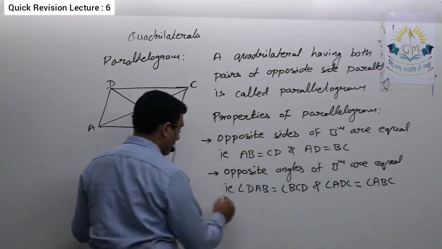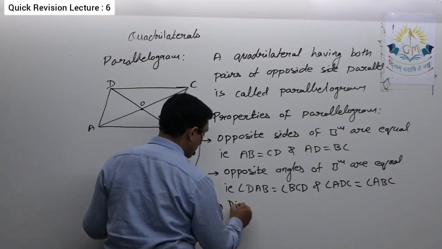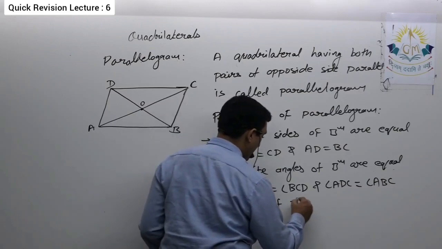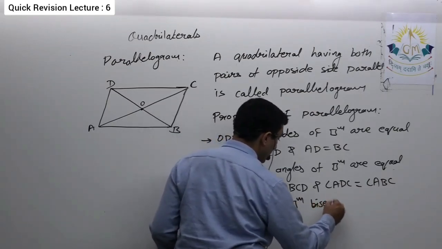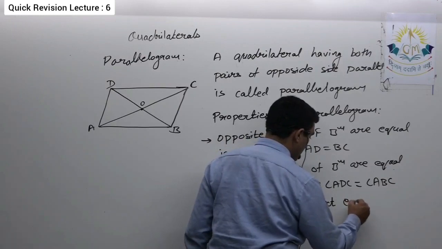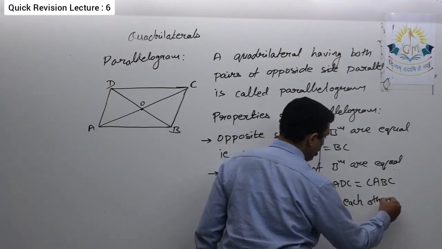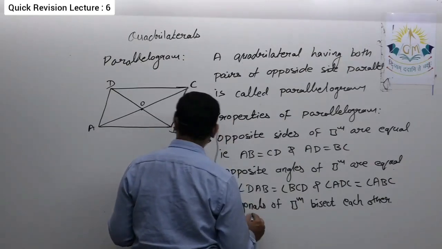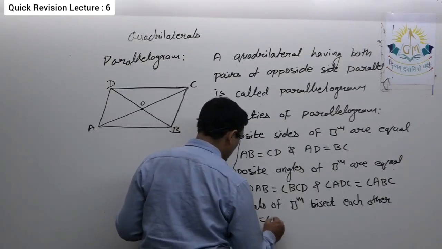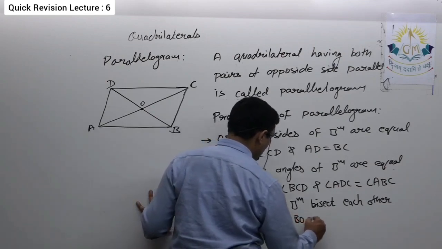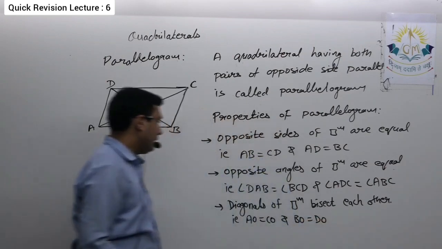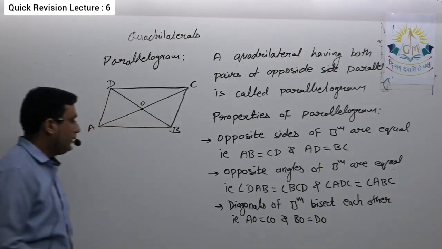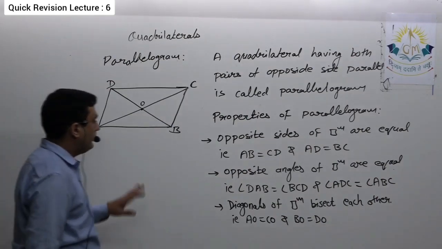Okay, now next is the property related to diagonals. Diagonals of a parallelogram bisect each other. That is, AO equals CO and BO is equal to DO. So these are the properties of the parallelogram.